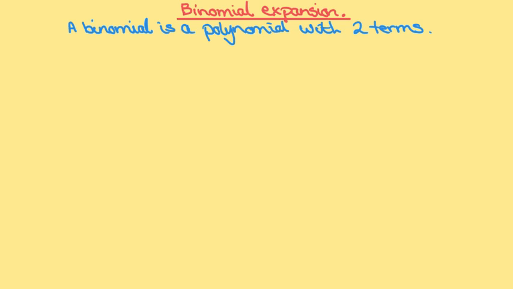Binomial expansion. A binomial is a polynomial with two terms. 5y cubed minus 3 is a binomial. It has two terms. The first term is 5y cubed, and the second term is minus 3.